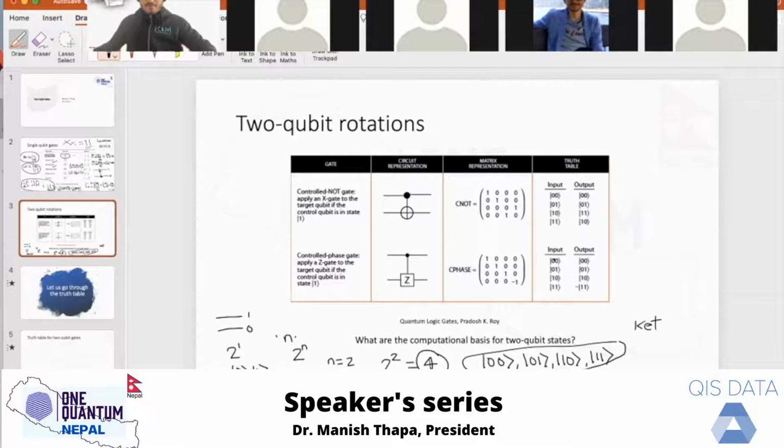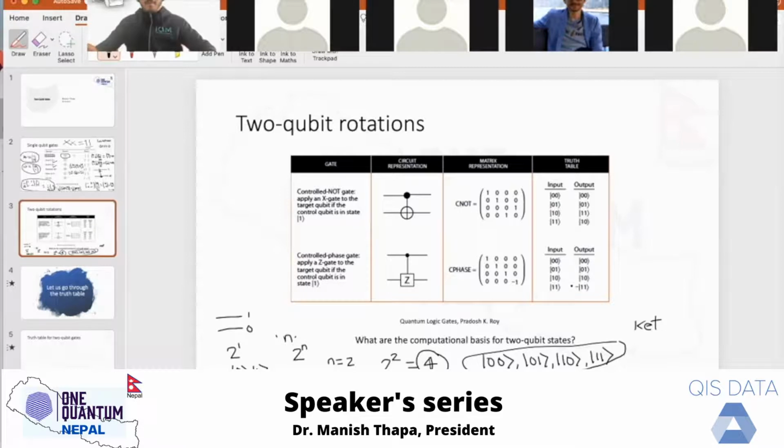If you have input 0, 0, output will be 0, 0, does nothing. If you have input 0, 1, output will be 0, 1, does nothing. If you have input 1, 0, output will still be 1, 0. It does nothing. But if you have input 1, 1, output will add a phase of -1.